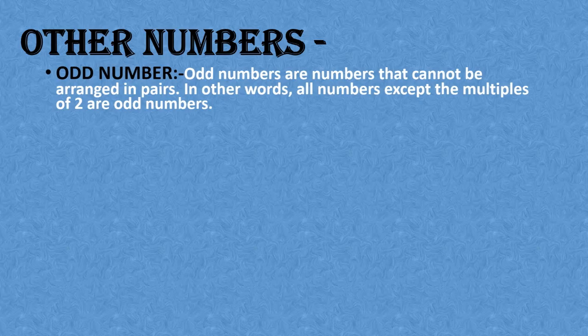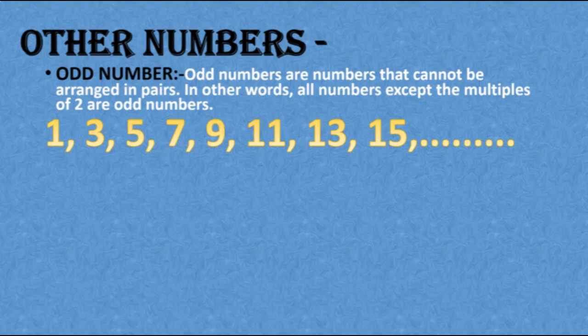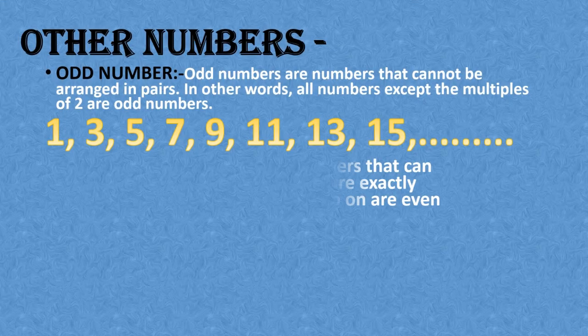Here are some other numbers, such as odd number. Odd numbers are numbers that cannot be arranged in pairs. In other words, all numbers except the multiples of 2 are odd numbers. For example, 1, 3, 5, 7, 9, 11, 13, 15, and so on.